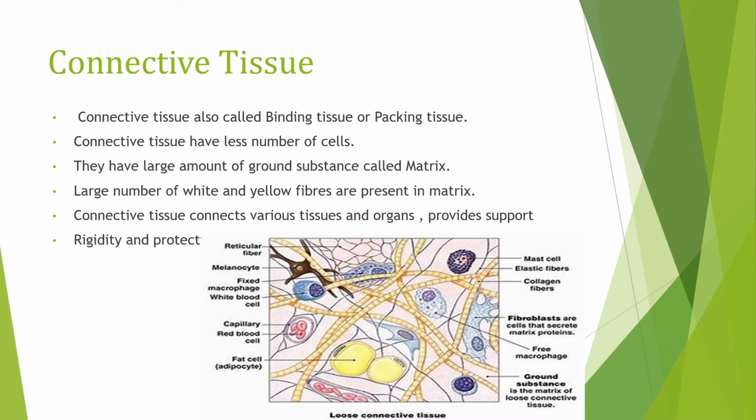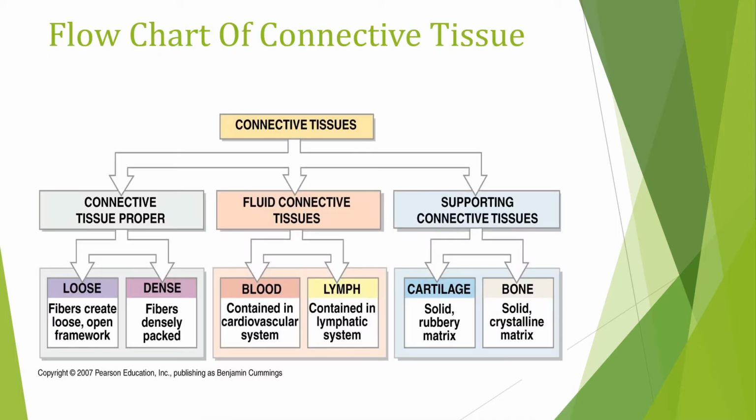In the figure you can see the matrix, that is the ground substance, and many cells. A large number of white and yellow fibers are present in the matrix. This connective tissue connects various tissues and organs, provides support, rigidity and protects the internal organs.